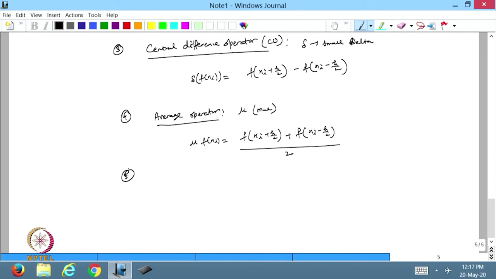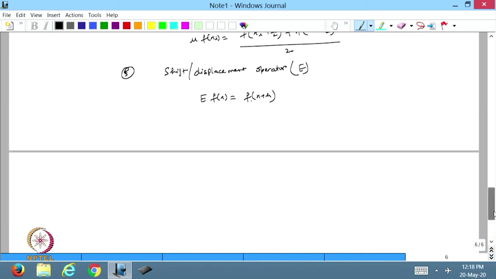The next one is the fifth one. We'll call it the shift or displacement operator, and it is represented by E. In this case, if I apply E on f x, it will give you the value at x plus h. So it has shifted the function to its next value, that is x plus h. So that's why it is called the shift operator.